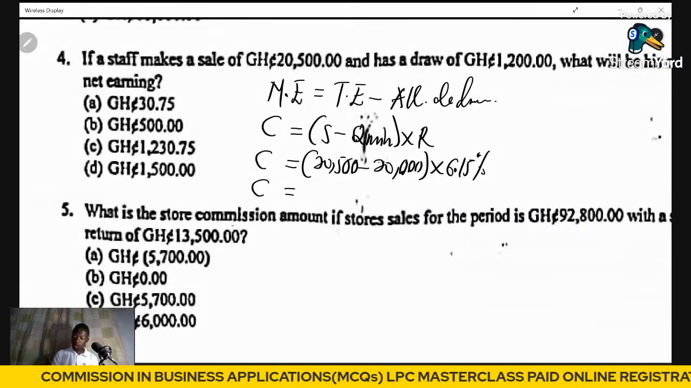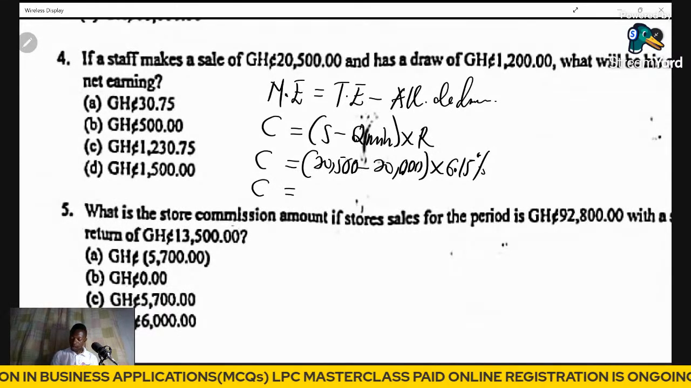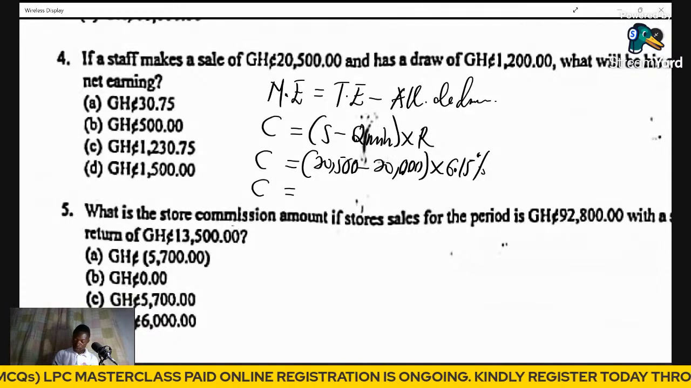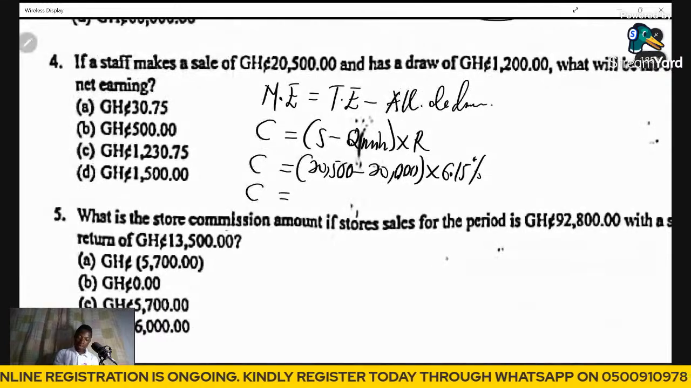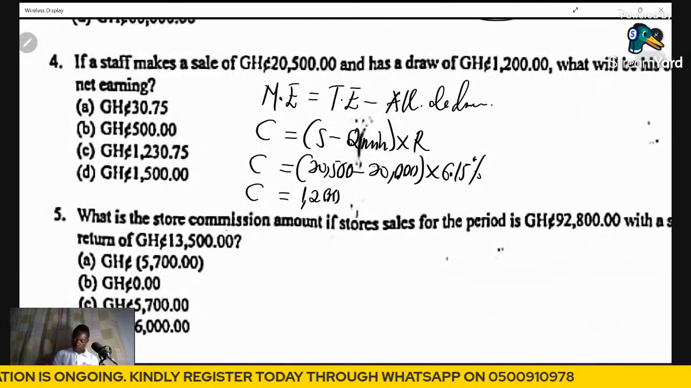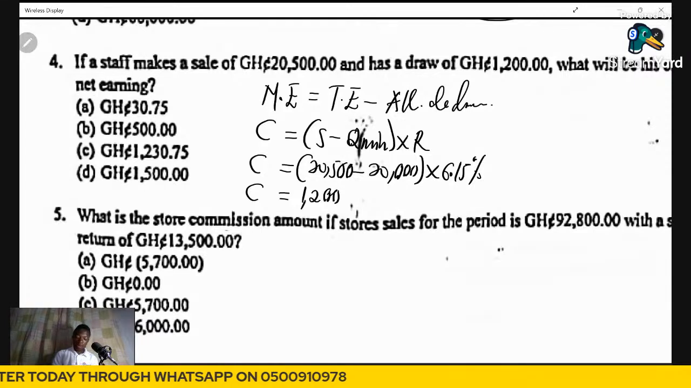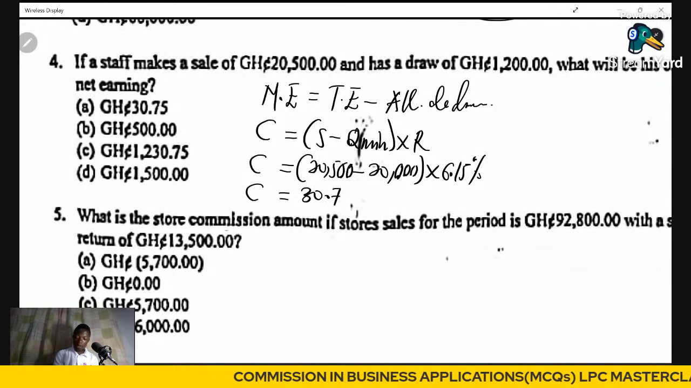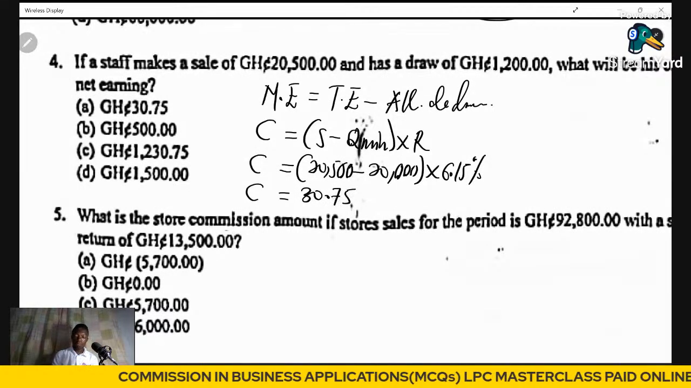When you perform this on your calculator or any calculating device, you should be able to get a figure of 30.75. Somebody can confirm for me and let's see if that is true. The salary for the staff is 1,200.